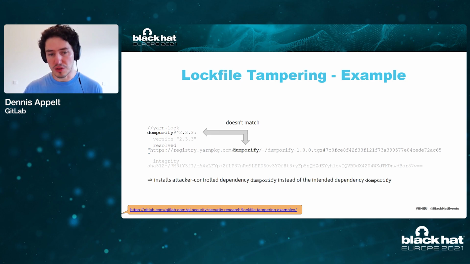So an attacker could change the URL like this, and then he also would need to, of course, update the integrity hash to match the sources that are downloaded from here. But if he does that, and if his change would be accepted into the version control system, then future installations would install the attacker-controlled dependency DOMPurify, which might lead to arbitrary code execution.